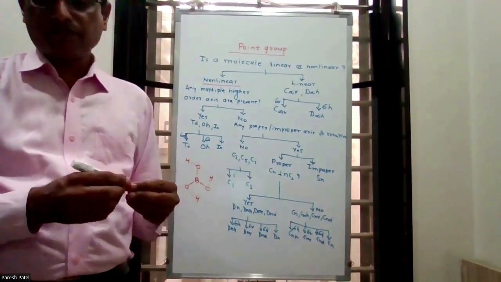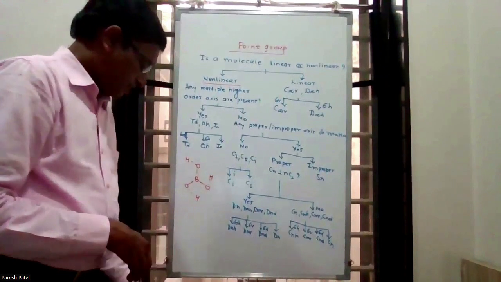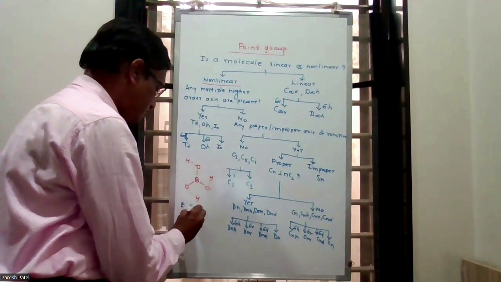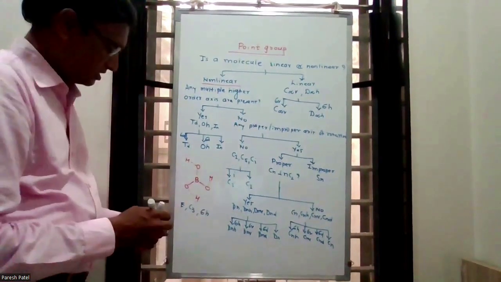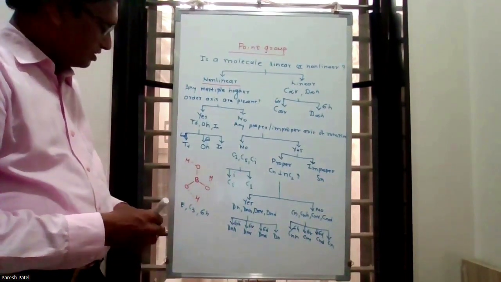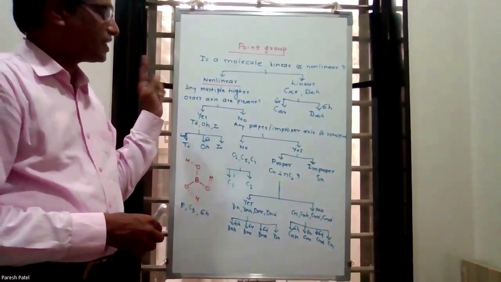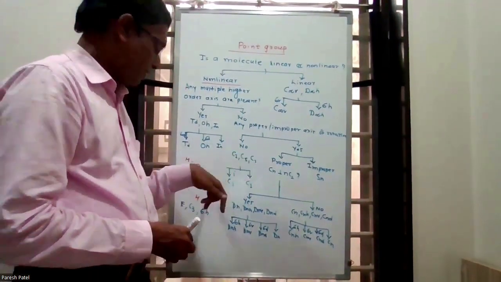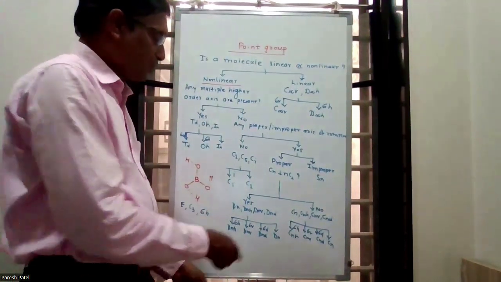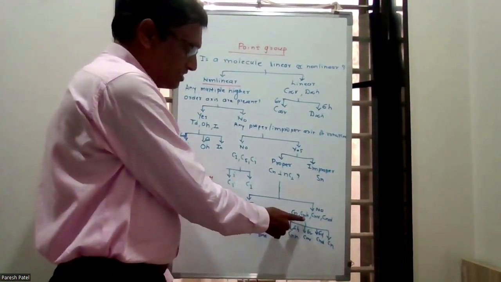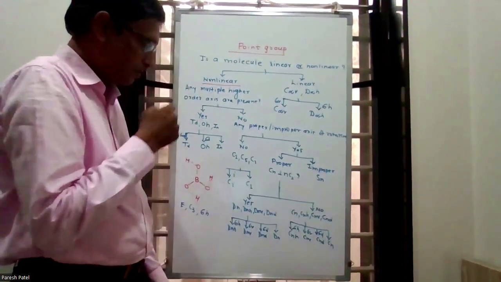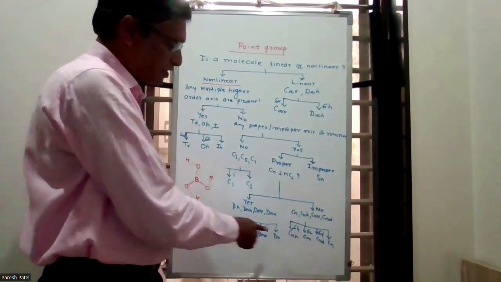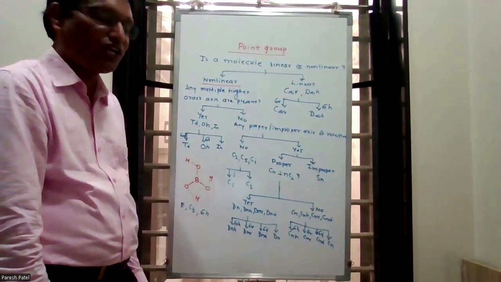Another example is boric acid. In case of boric acid, E, C3, and sigma h are present. So we check whether the molecule is linear or non-linear. Multiple higher order axes are also absent. Then we have to go for any proper axis. Only one proper axis there, C3. So we have to go for the C option only. So C3, C3h, C3v, or C3d point groups are possible. But here C3 is present and sigma h is present. It means the point group is C3h.